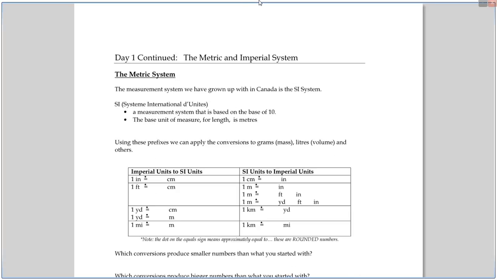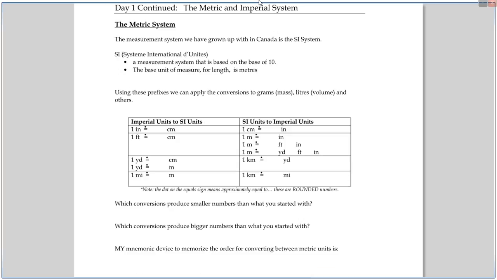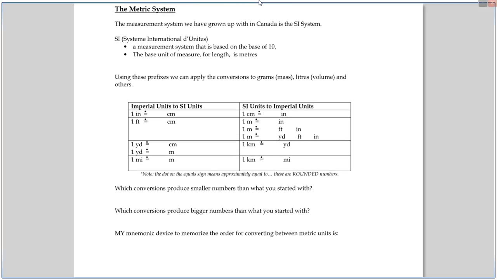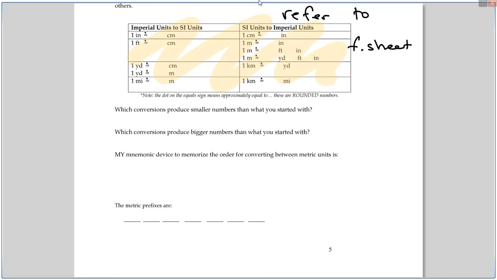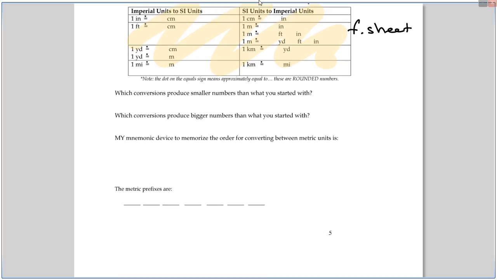Okay, and this is day one continued, metric to imperial. For the rest of the class, see this box? You have it on your yellow sheet, so don't worry about this box. You just refer to your yellow sheet, your formula sheet, the F sheet. And I will teach you metric today, and then that'll be that, because there's only 5 minutes left. So I'll teach you metric.